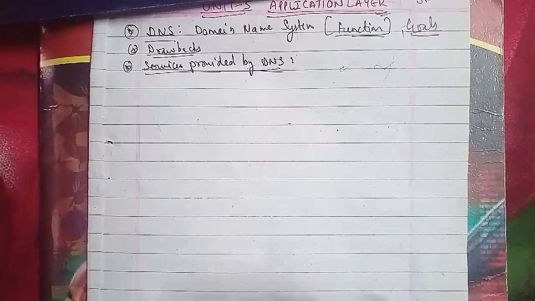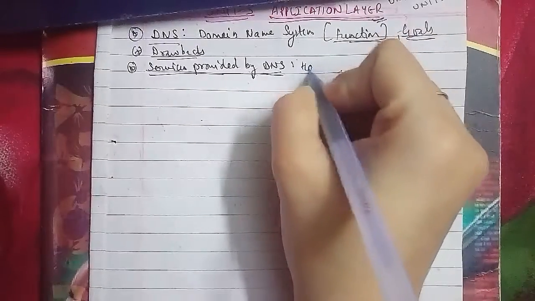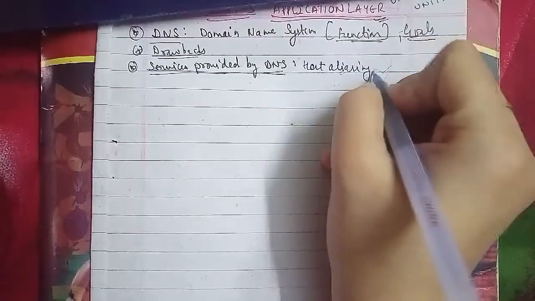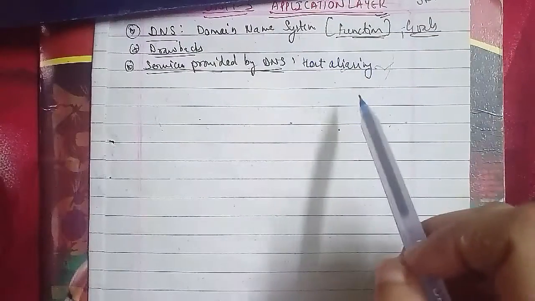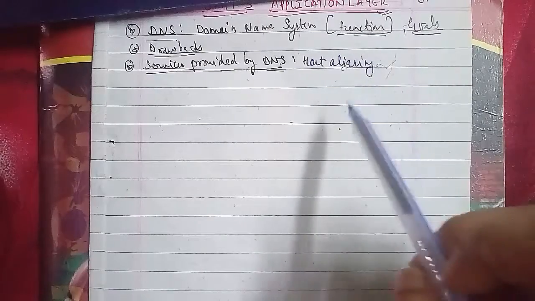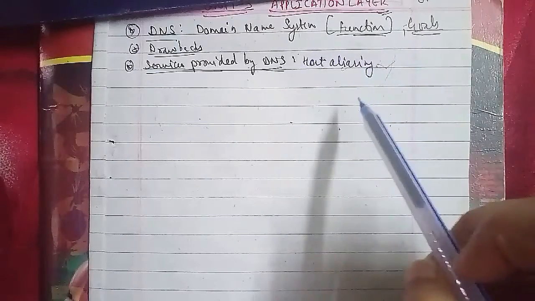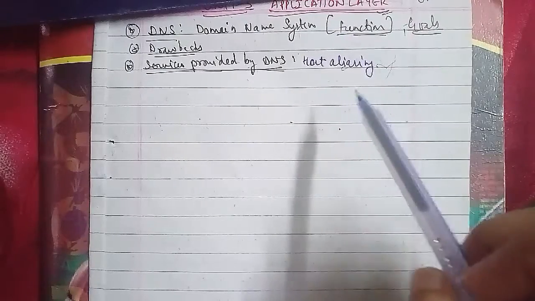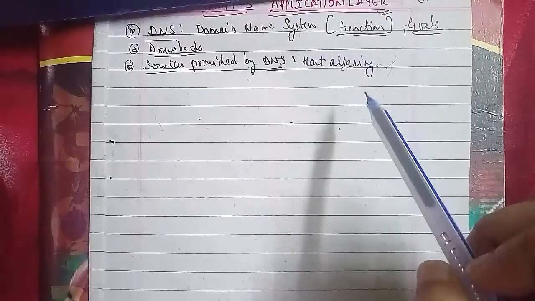The second is mail server aliasing. DNS can be invoked by a mail application to obtain the host name for a supplied alias host name as well as the IP address of the host name.